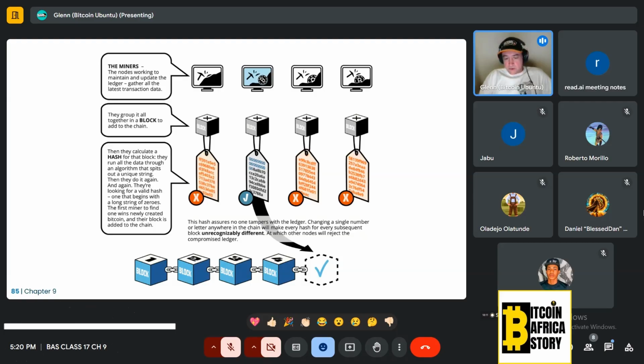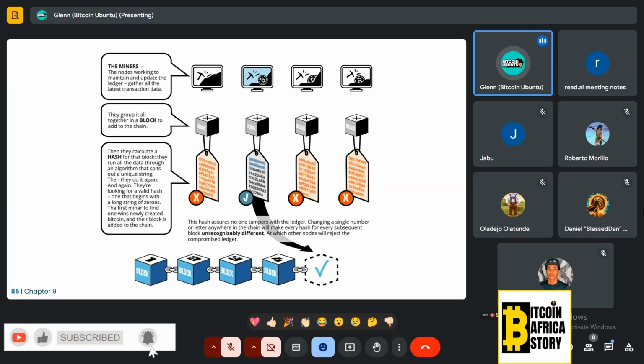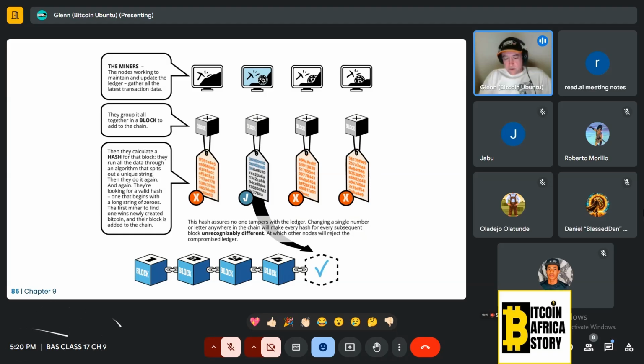This hash assures no one tampers with a ledger. Changing a single number or letter anywhere in the chain will make every hash for every subsequent block unrecognizably different, at which point other nodes will reject the compromised ledger.